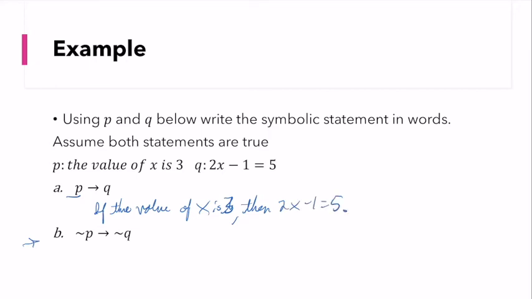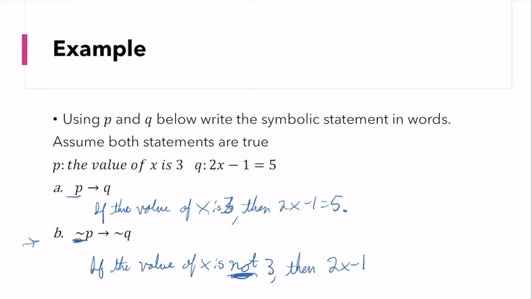Now I'm going to negate those sentences. If the value of x is not, that's what this little symbol means, right? Negation, not 3, then 2x minus 1 equals 5 is false. Or you could say 2x minus 1 does not equal 5.